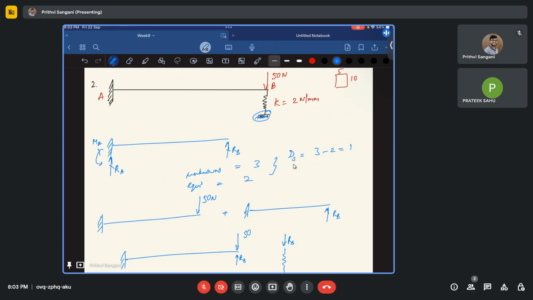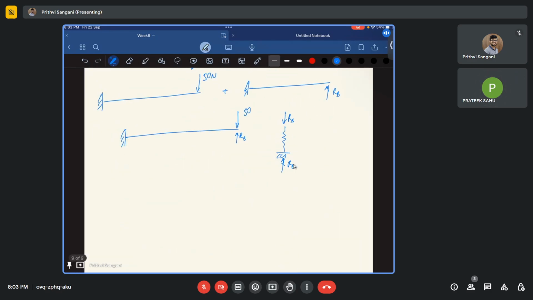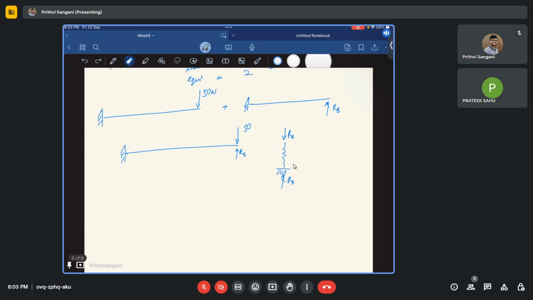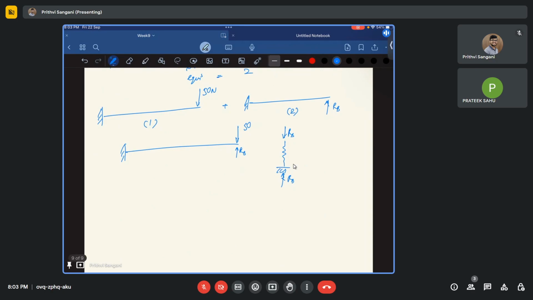And now let us go ahead. So this is my beam one, and this is my beam two. Now only one redundant force. So what will be our compatibility condition? This is A, this is B, this is A, and this is B. So the compatibility condition will be delta 1 plus delta 2 is equal to 0.